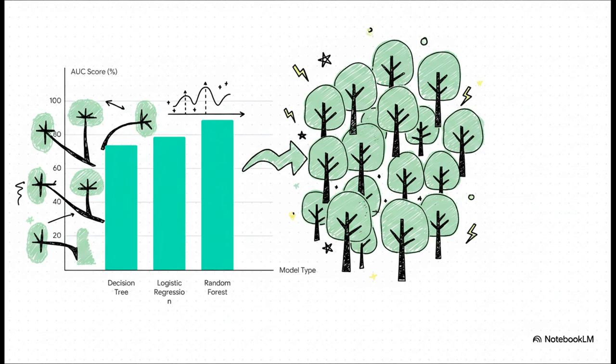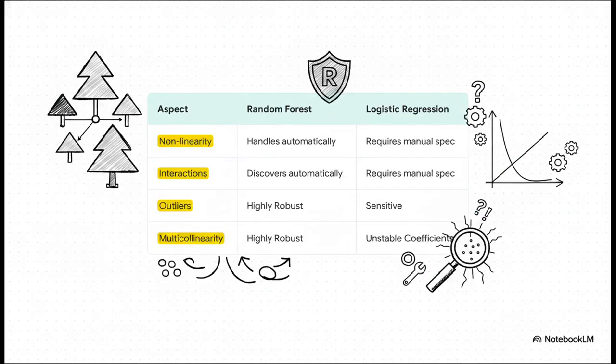A classic standby model, logistic regression, got up to 79%. But the random forest blew them both out of the water with 89%. I mean, that is a massive jump in performance. So why is it so much better? It all comes down to being robust. Messy real-world problems like complex relationships in the data, weird interactions between features, or just random outliers. These are all things a random forest just handles automatically.